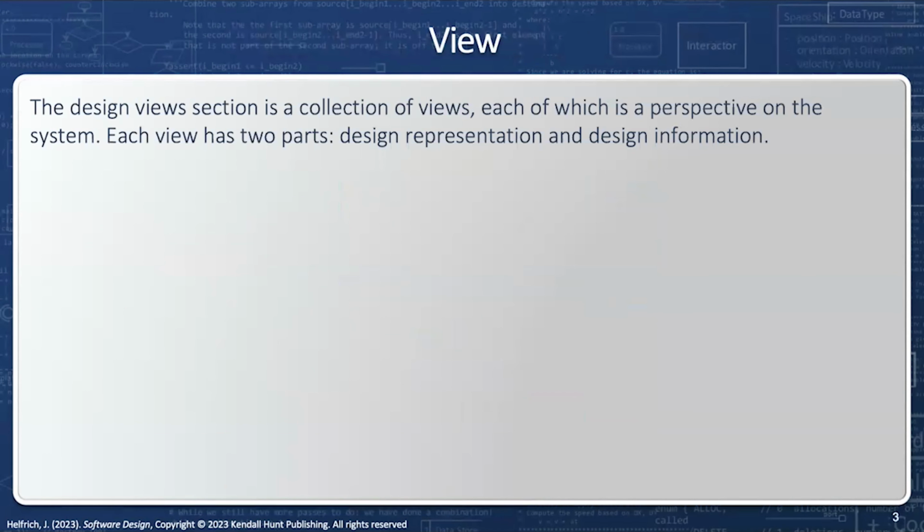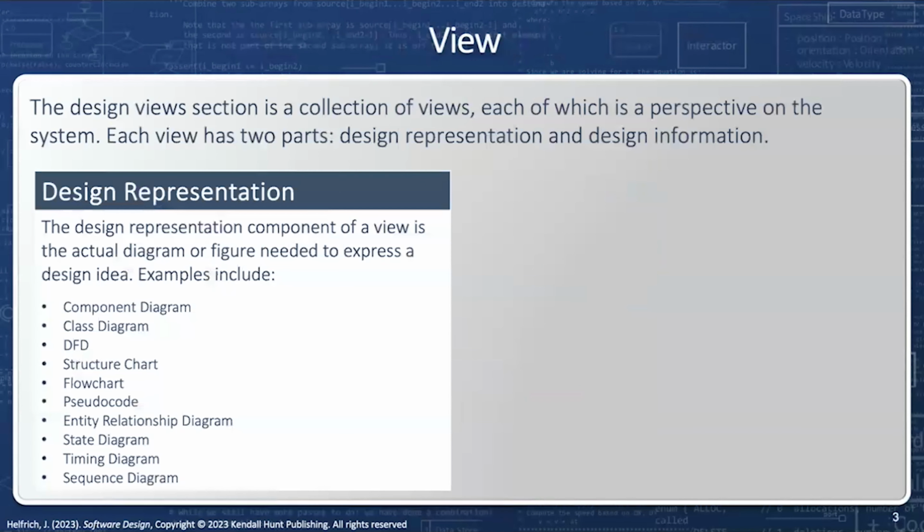The design views section is a collection of views, each of which is a perspective on the system. Each view has two parts, the design representation and the design information. Now, like I mentioned before, the design representation is going to conform to one of many different viewpoints, like a component diagram or a class diagram, a data flow diagram. The set of design viewpoints you're going to need for your application depends upon the needs of your application, obviously. For an example, if your application requires a database, then it's probably going to have one or more entity relationship views that are governed by that viewpoint.